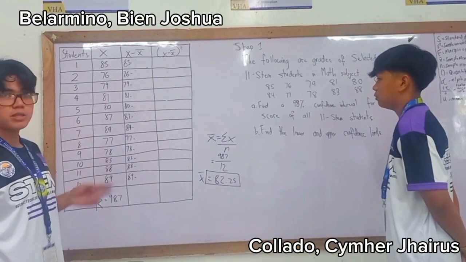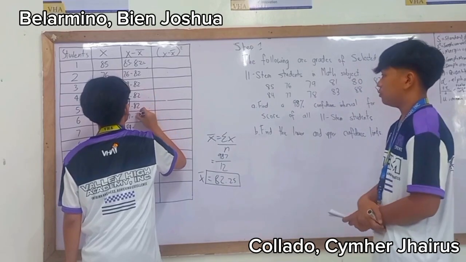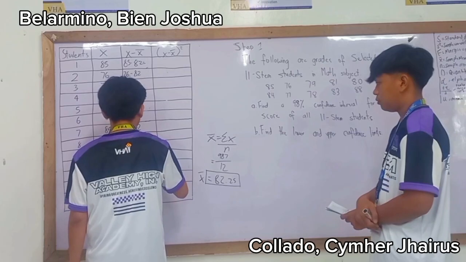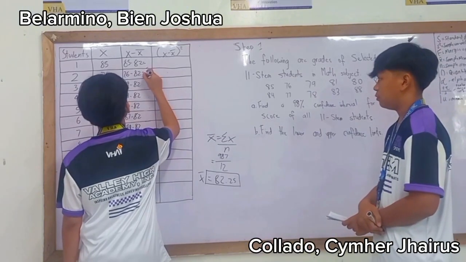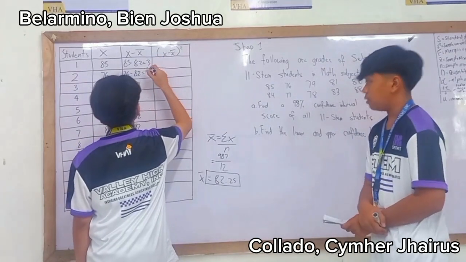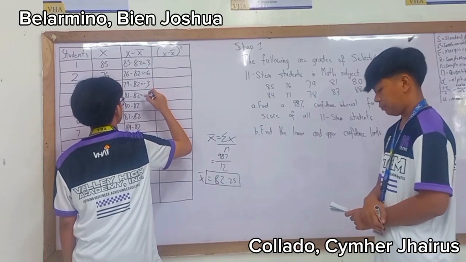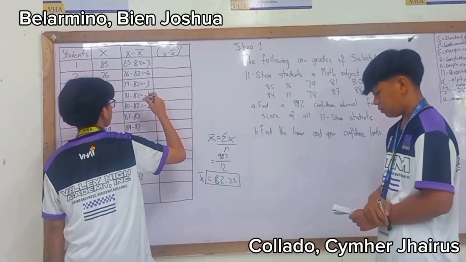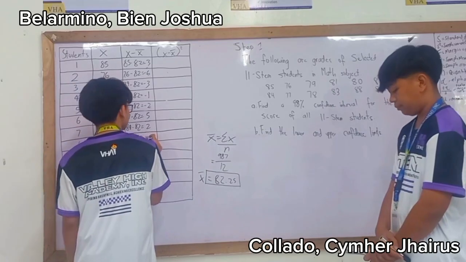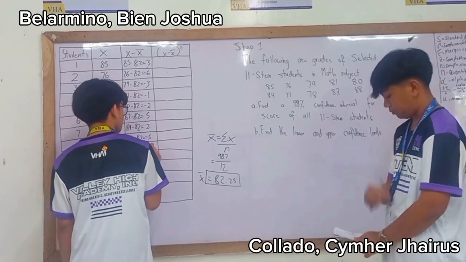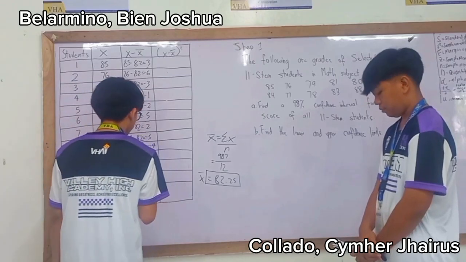Next, we need to subtract 82 from each grade. 85 minus 82, 3. 76 minus 82, negative 6. 79 minus 82, negative 3. 81 minus 82, negative 1. 80 minus 82, negative 2. 87 minus 82, 5. 84 minus 82, 2. 77 minus 82, negative 5. 78 minus 82, negative 4. 83 minus 82, 1. 88 minus 82, 6. 89 minus 82, 7.